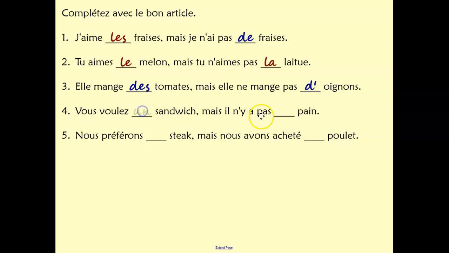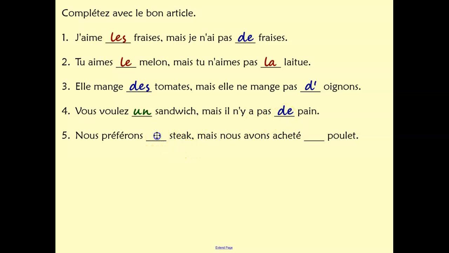Numéro 4. Vous voulez un sandwich, mais il n'y a pas de pain. So we're saying you want a sandwich. So not du sandwich, which would be some sandwich. You probably want the whole thing, a sandwich. Mais il n'y a pas de pain, but there isn't any bread. So since we are saying you want, that's considered more of an action. We use an indefinite article because we would say one sandwich rather than some sandwich. This is also considered an action, the not having, and because it's negative, we would use de.